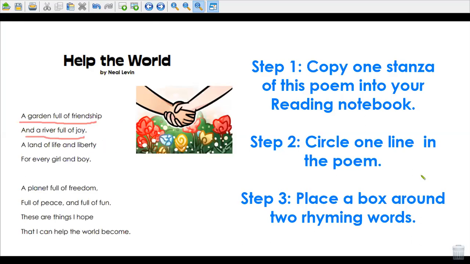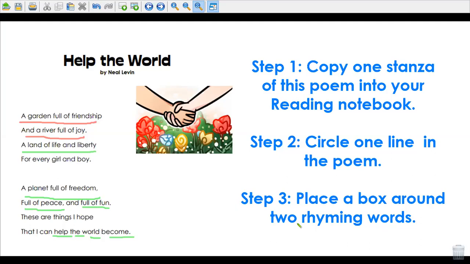What would be another one? I'll use a different color. A land of life and liberty would also show us how to make the world a better place and to help the world. A planet full of freedom, full of peace and full of fun. Those all would make the world a better place. Anything else? Oh, look, he even said, help the world become. He wants to help the world become a better place. If you found all of the same evidence as me, you guys are on the right path. I'm so proud of you.